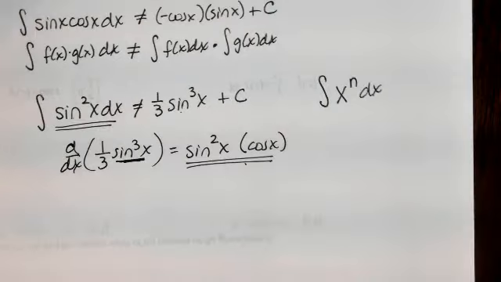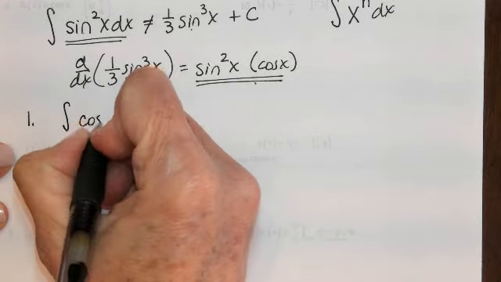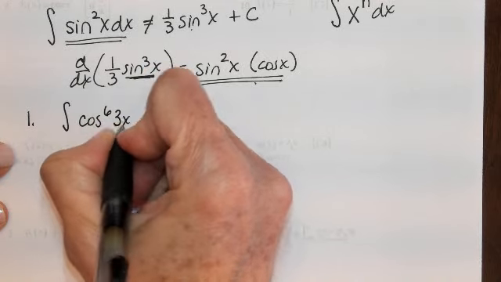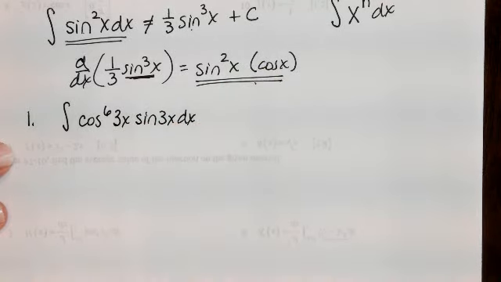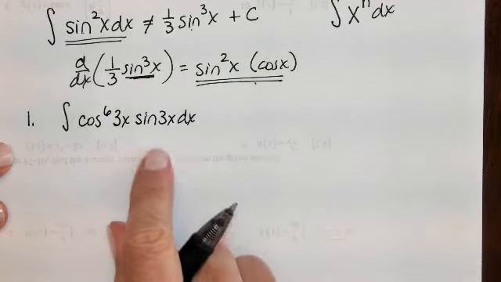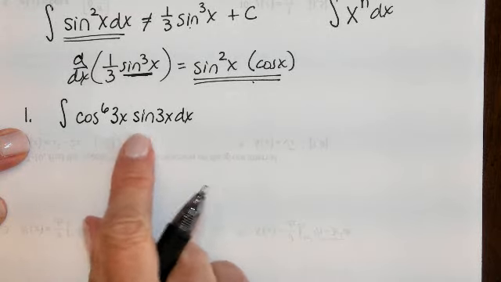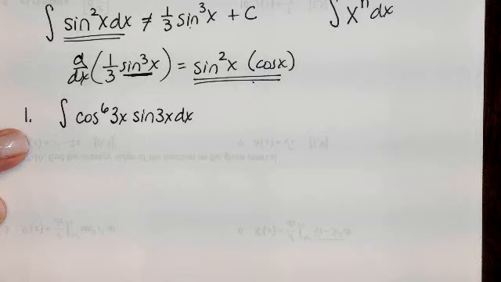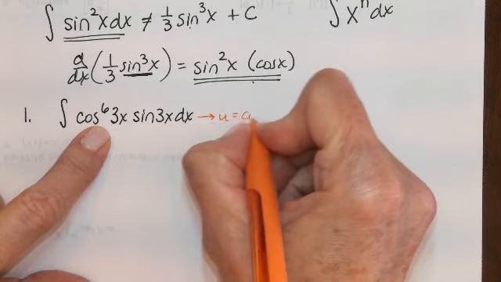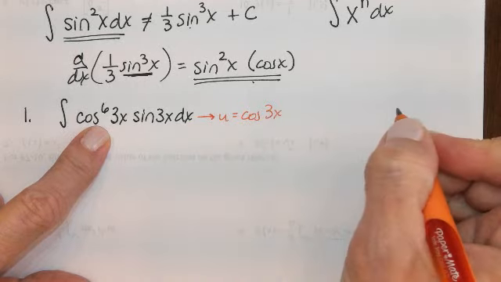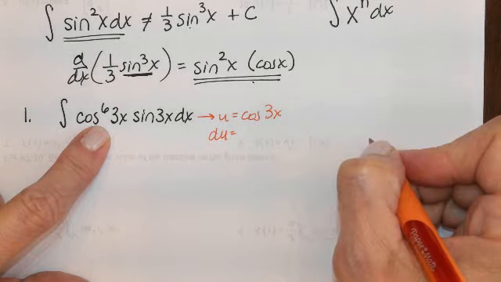Example 1. Let's say that we have the integral of cosine to the 6th of 3x times sine of 3x dx. Okay? So if we have this, I see a good U that we can make U be, and then we'll do a nice U sub. And I'm going to let U be cosine of 3x because du will have a sine of 3x in it.